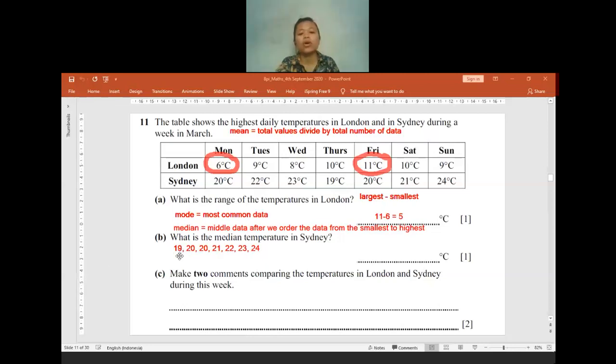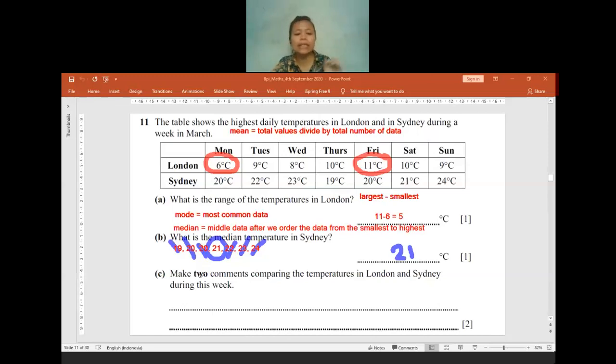Yeah, 7, correct. So how do you find the median? You can cancel it one by one from the outside, cancel one and then another one. So we have the leftover one, the middle one, 21. If there are two numbers left over after you cancel one by one from the outside, you have to add them and then divide by 2.